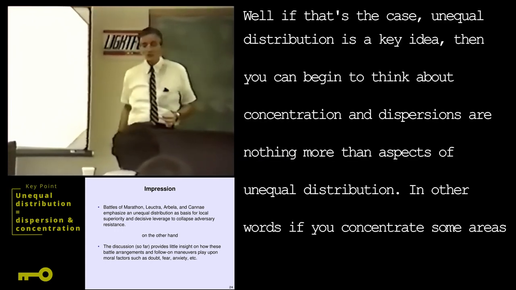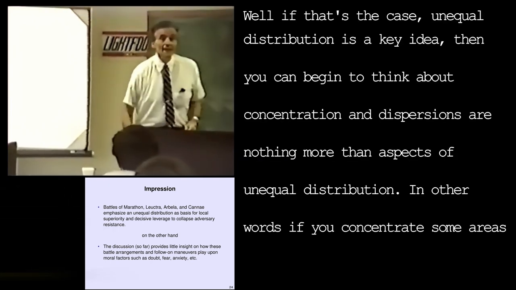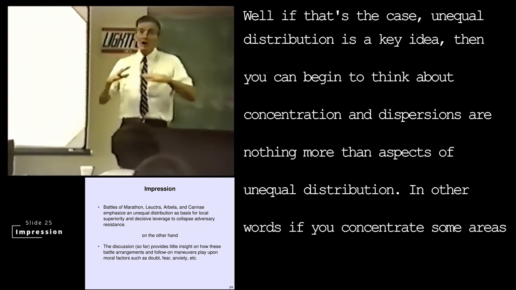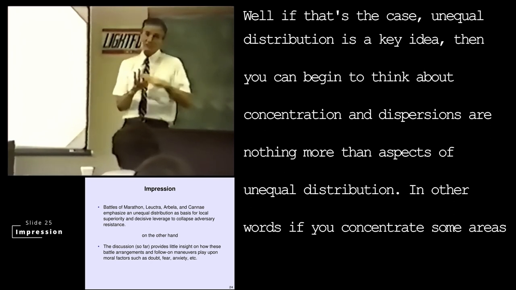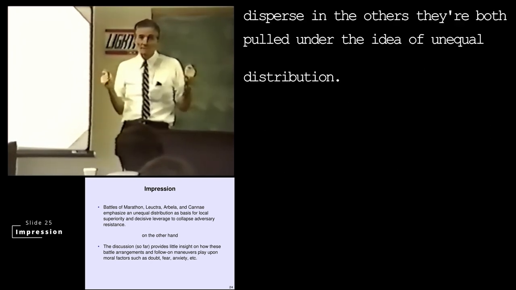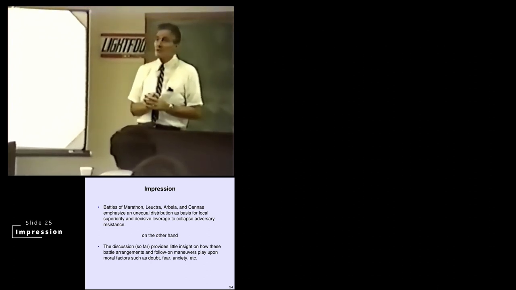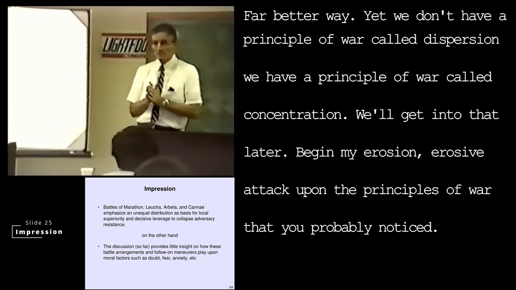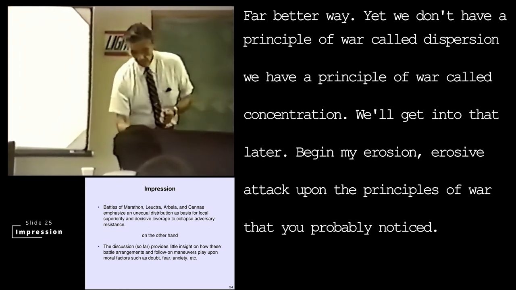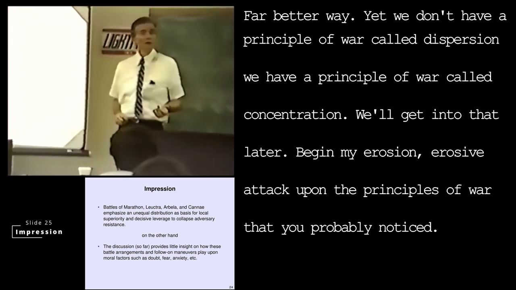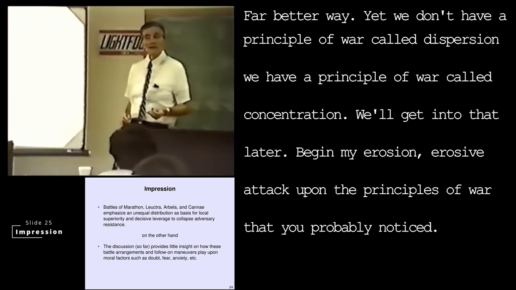Well, if that's the case, unequal distribution is a key idea. Then, if you begin to think about it, concentration and dispersion are nothing more than aspects of unequal distribution. In other words, if you concentrate in some area, you disperse in the other. They both fold under the idea of unequal distribution. Yet we don't have a principle of war called dispersion, we have a principle of war called concentration. We'll get into that later.